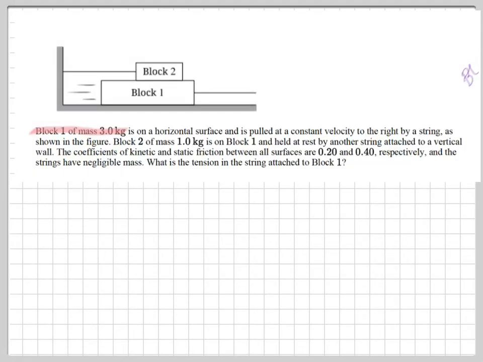In this video, we will discuss a problem based on blocks, tension force, normal force, and Newton's second law. So here we have a block 1 of mass 3 kg on a horizontal surface, and it is pulled at a constant velocity to the right. Constant velocity means acceleration is 0, so F net is equal to 0. That is, sigma F, which is F net, equals 0.